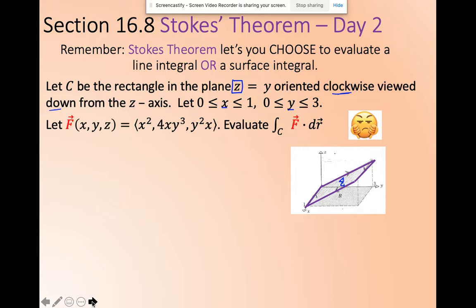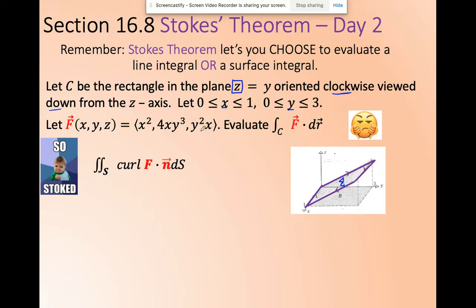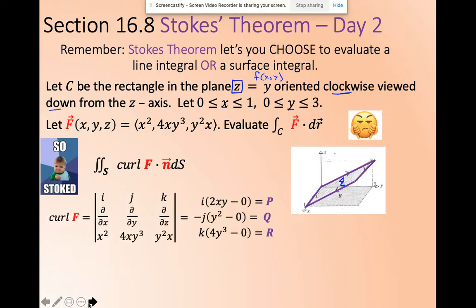So I want to do the curl instead. So they asked me to evaluate this, but I'm so stoked I can do the surface integral instead, and that is a pretty simple surface, right? So instead of evaluating the line integral, I'm going to do the curl. Because z is not just a function of x comma y, it's y only, I'm not going to do the actual dot n. I'm going to do that P, Q, and R version, right?